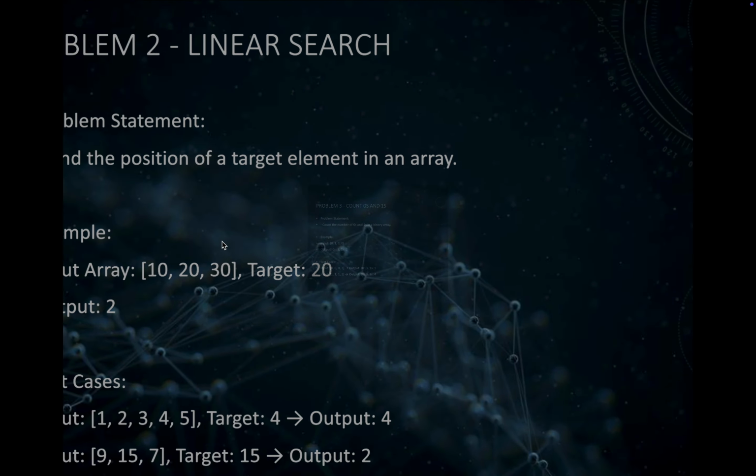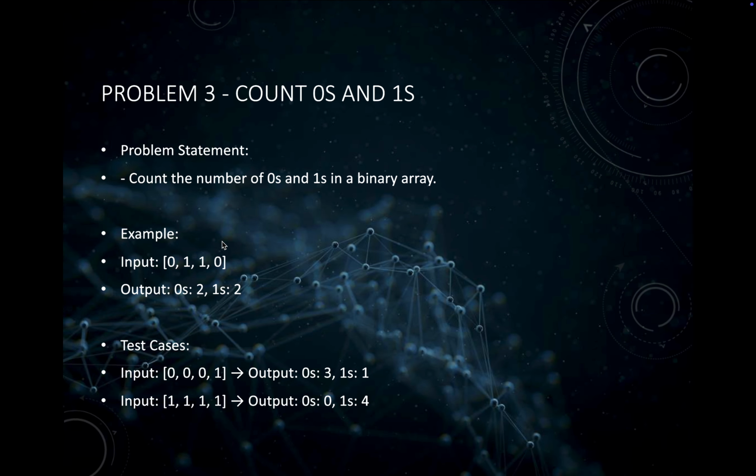Next, problem number 3. Okay, so this is a very different kind of problem. Let's read the statement. You have to count the number of zeros and ones in a binary array. First, we have to understand what a binary array is, and then count the number of zeros and ones in it. So this is the binary array. In any binary array, only two elements can be found: either 0 or 1.